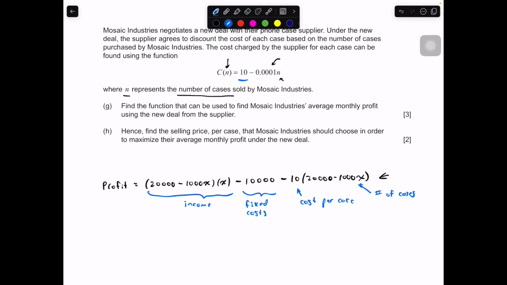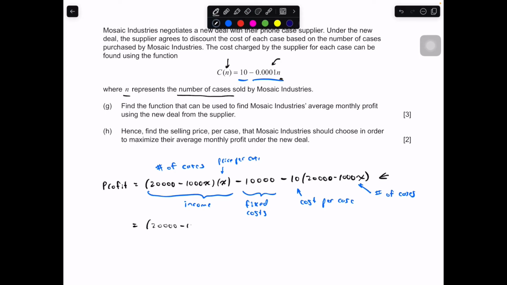It's 10 minus 0.001n. Income that we make is still the same. It's number of cases times the price per case. Fixed cost remains fixed, but the cost per case now changes. So I think there are more complicated ways to work this out, but otherwise I see this being the most straightforward way.